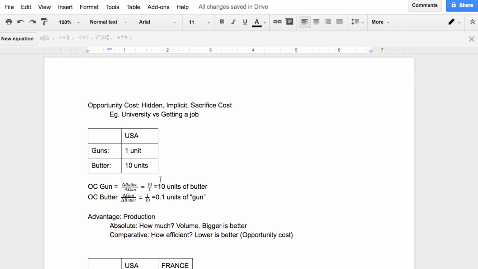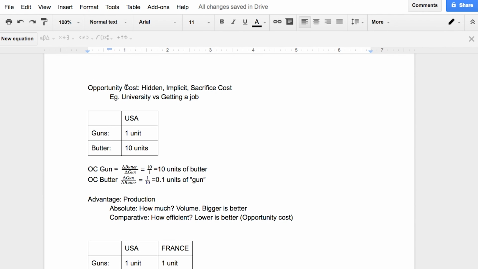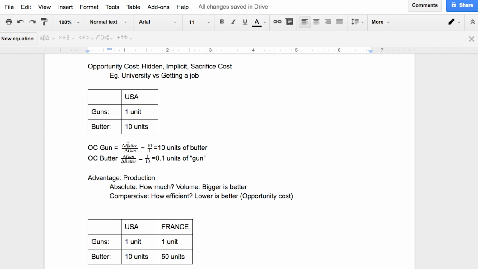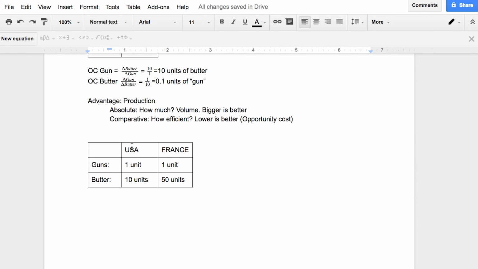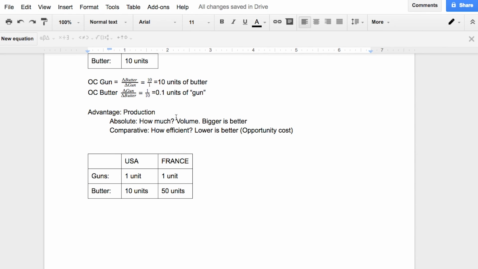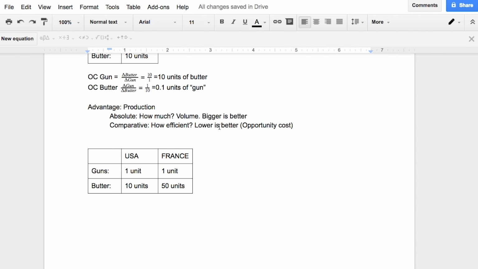So let's wrap this up. Opportunity cost. These are hidden costs that exist when you sacrifice one thing to do another. It's the sacrifice, that's the cost. And you can calculate it using this change in equation. And then there's this idea of advantage in production, where absolute, how much, and volume, simply talking about who can produce more of something, whereby bigger is better, and for comparative advantage, how efficient can you be, whereby can you reduce your opportunity cost as much as possible, where lower is better.